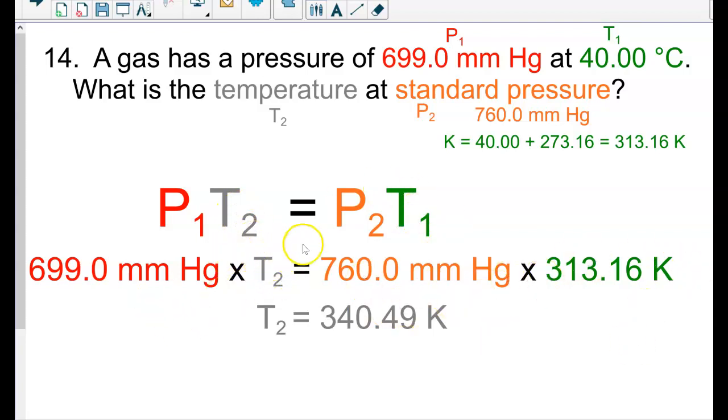The unknown's over here, but before I do any math, I'm going to pause and say, what do I have two of? I have two pressures. They are in fact in the same unit, so no reason to convert them, so now we can do the math.